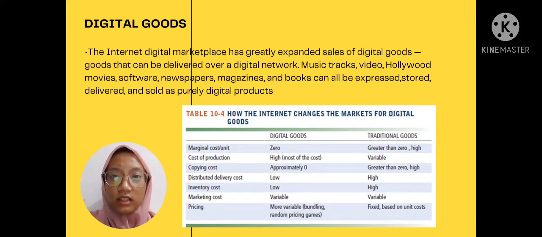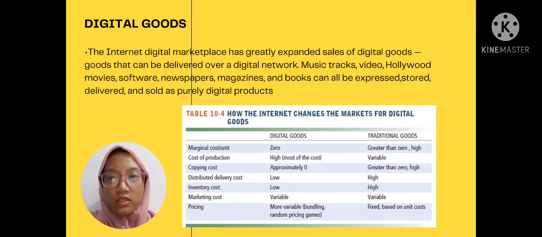In general, for digital goods, the marginal cost of producing another unit is about zero. It costs nothing to make a copy of a music file. However, the cost of producing the original first unit is relatively high. In fact, it is nearly the total cost of the product because there are few other costs of inventory and distribution. Costs of delivery over the internet are very low. Marketing costs often remain the same, and pricing can be highly variable. On the internet, the merchant can change prices as often as desired because of low menu costs.